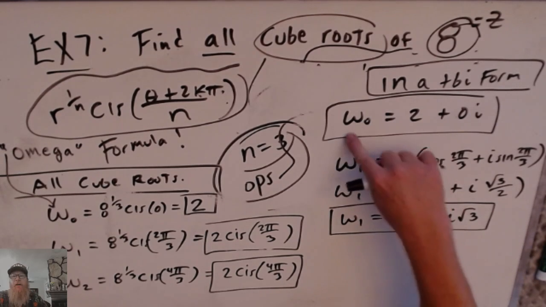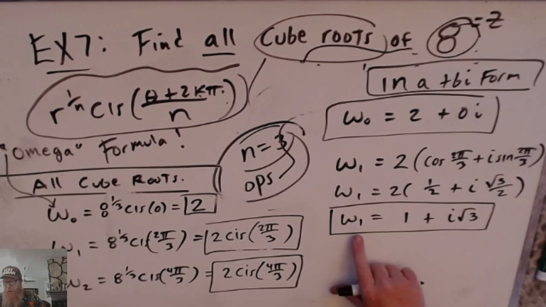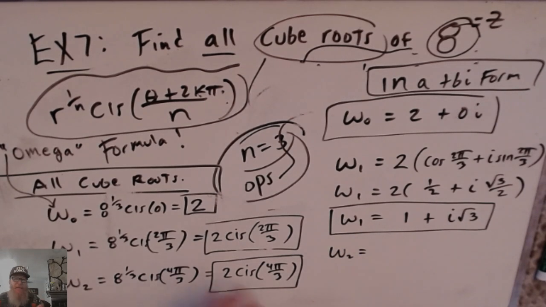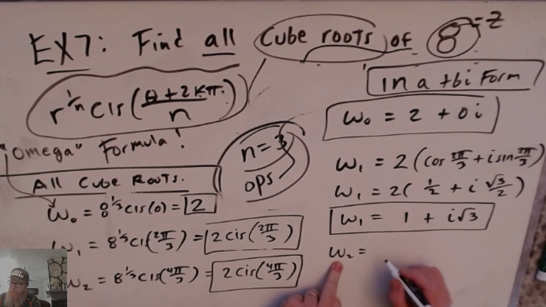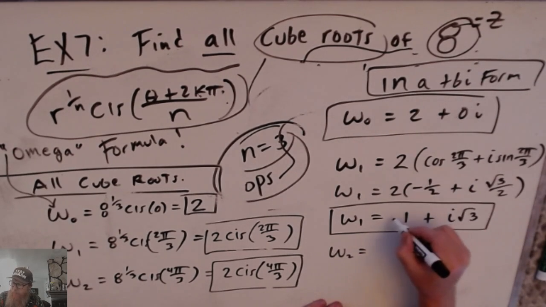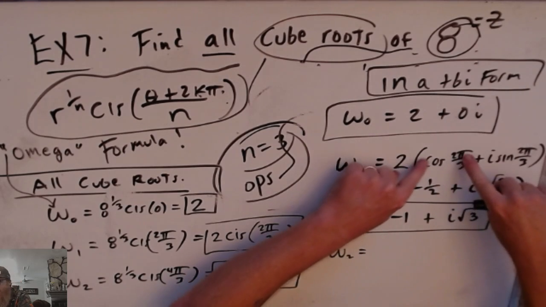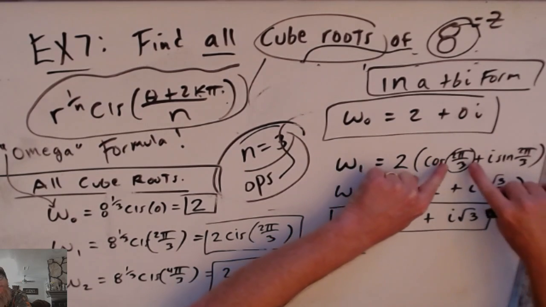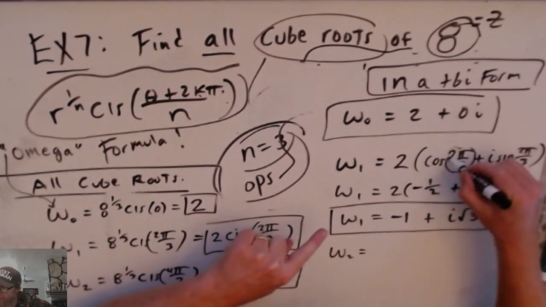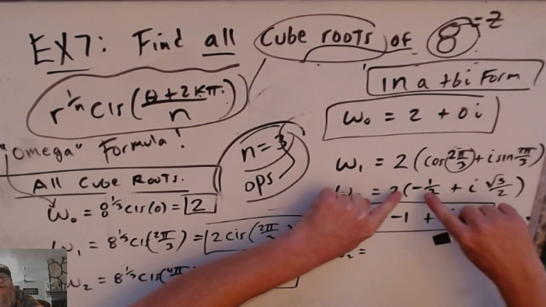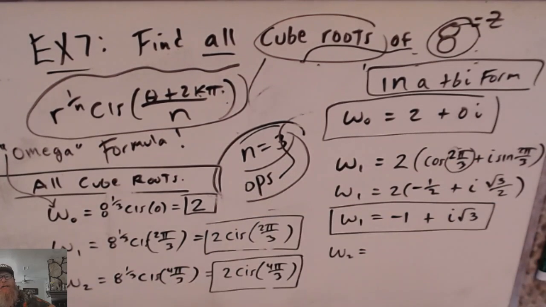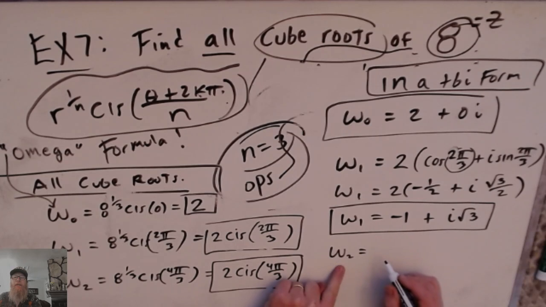So this is your second. So omega 0 is the first cube root. Omega 1 is the second cube root. I know the index is always 1 less than whichever one you're talking about. Omega 2, where are we at? 4 pi over 3. So that'll be, oh, another mistake. I'm really all over it today. 2 pi over 3, I didn't see that 2 there. 2 pi over 3, the cosine is -1/2, so -1. Good thing I caught that.